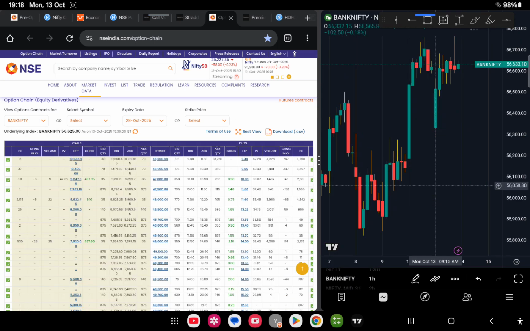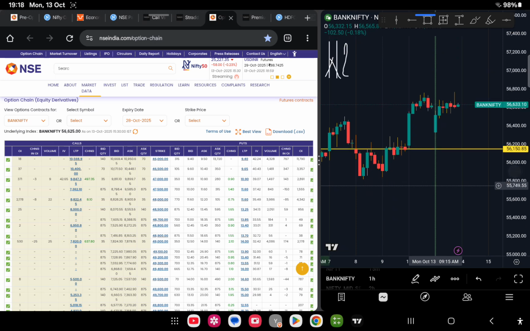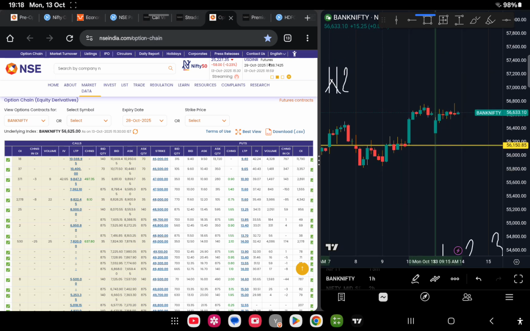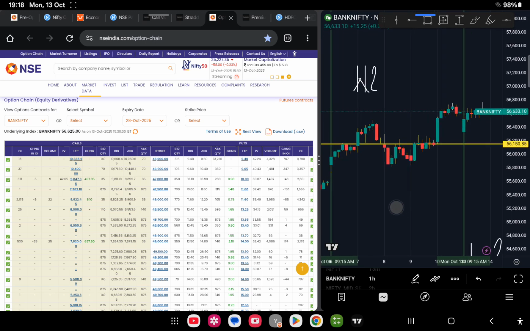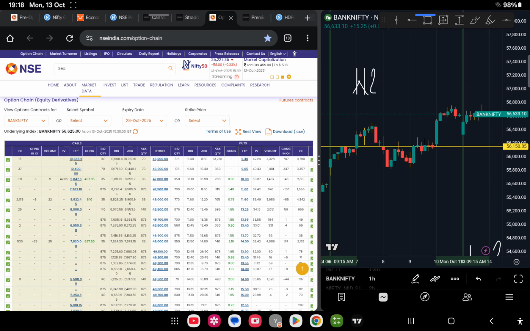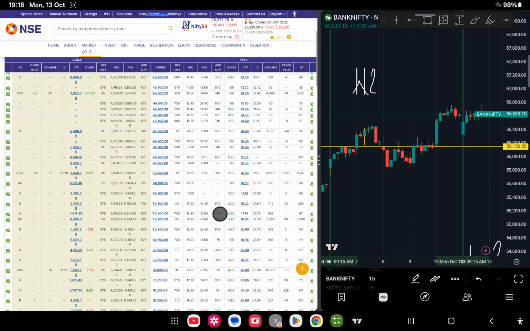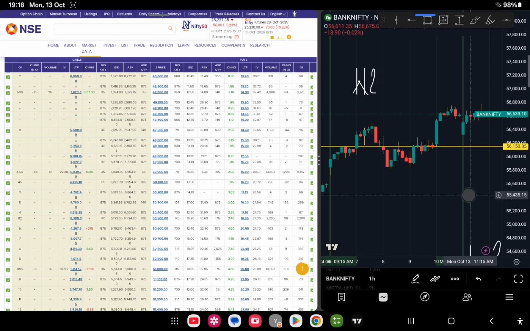Same pattern, 1 hour chart time frame. Okay, so this is today. So Bank Nifty I'm keeping from Monday to Monday. So Monday to Friday is going to be 1 week. So you could see last week how the price action, and today it's sustaining at its resistance. Open is 56,300.